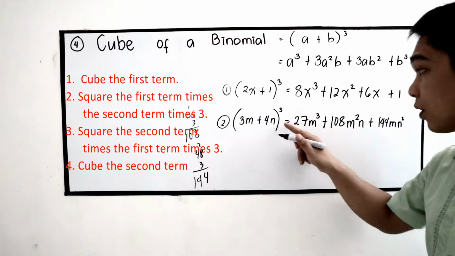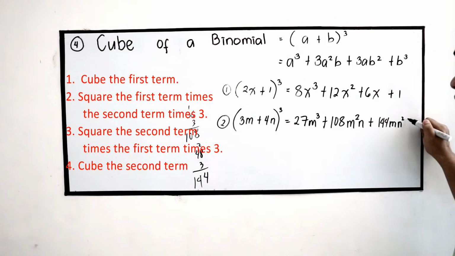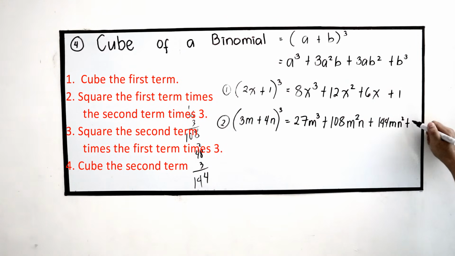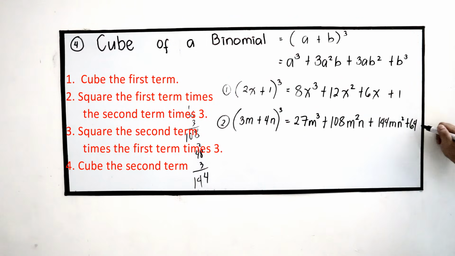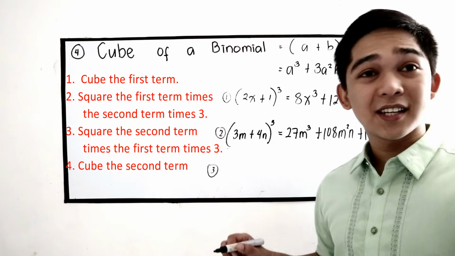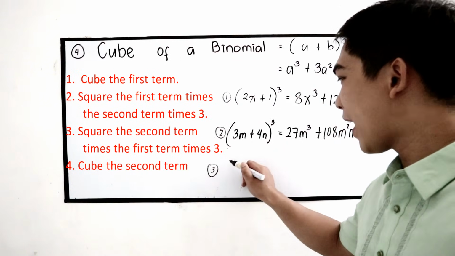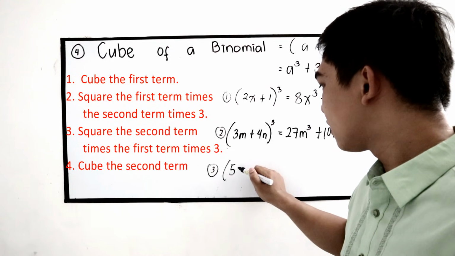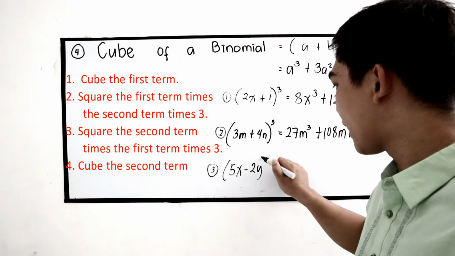And last one, cube the second term. 4 times 4 times 4, 64, n cubed. Now our last example, what if we have a minus sign? Let's say we have (5x minus 2y) cubed.